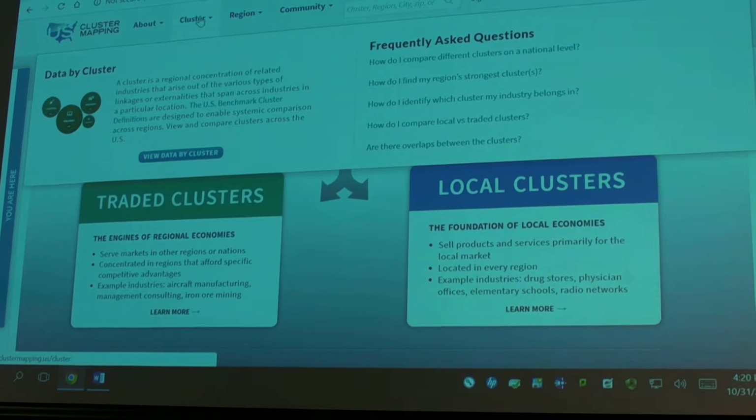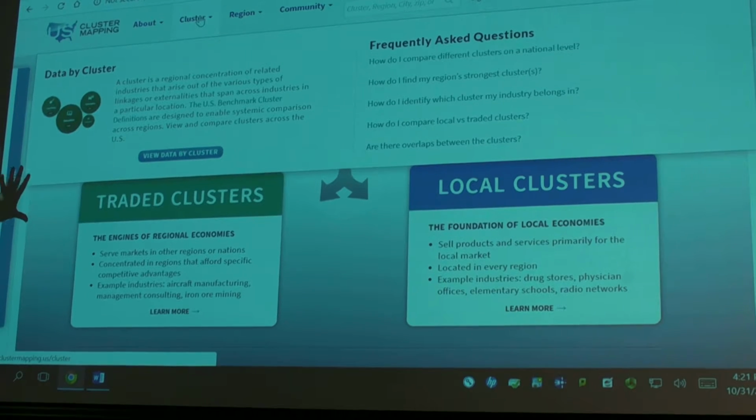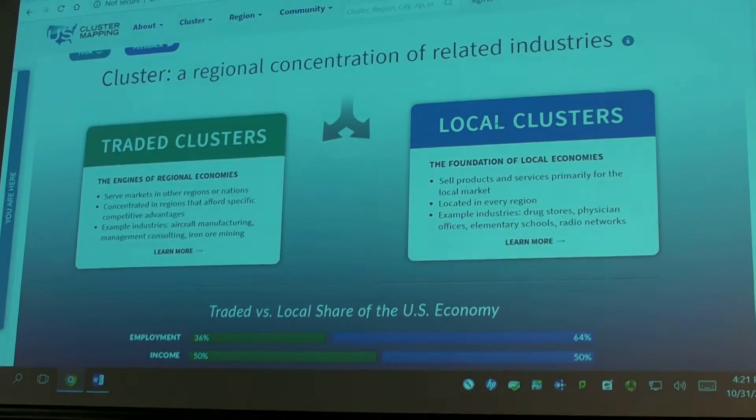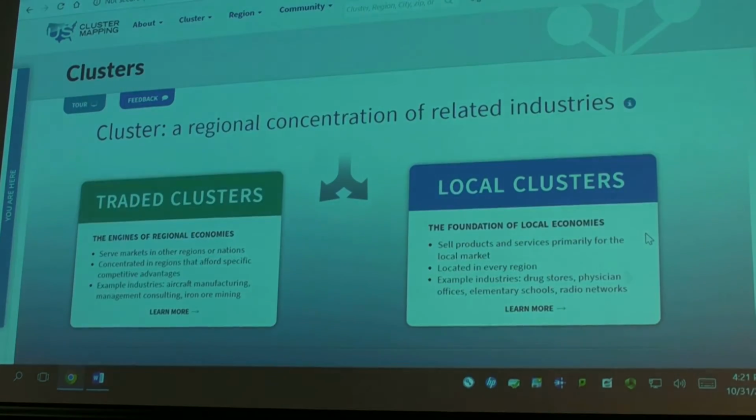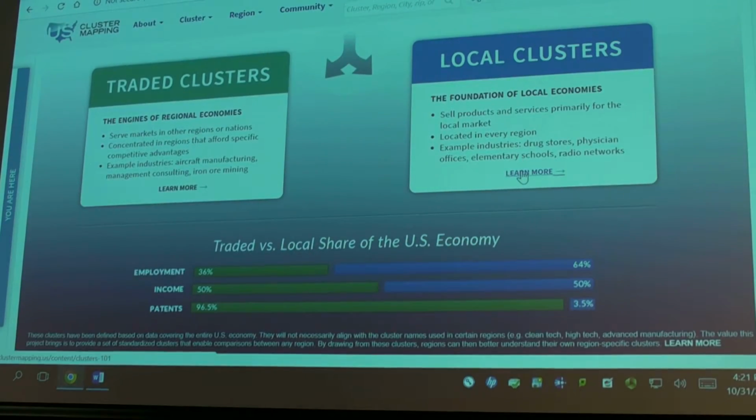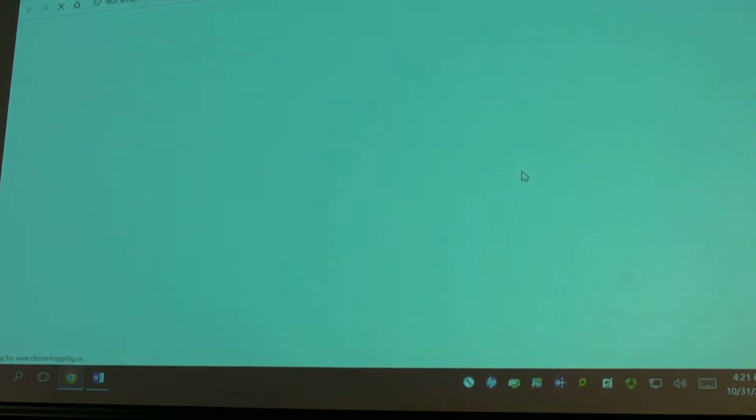The reason you should take a look at this is you may have an industry in mind, maybe a broad thing like healthcare, with tons of sub-industries that make up the healthcare cluster. And this page is going to tell you how that industry cluster is doing in certain parts of the country. So, for example, here, if you'll click where it says local clusters, click on Learn More.